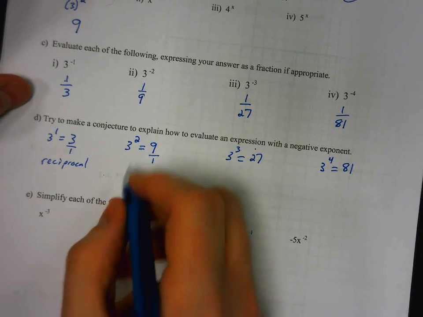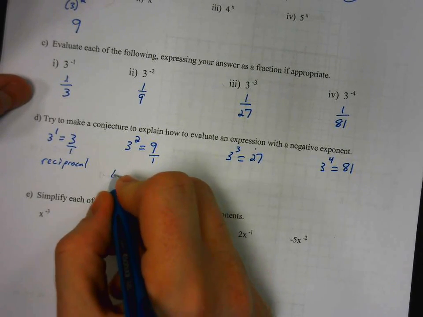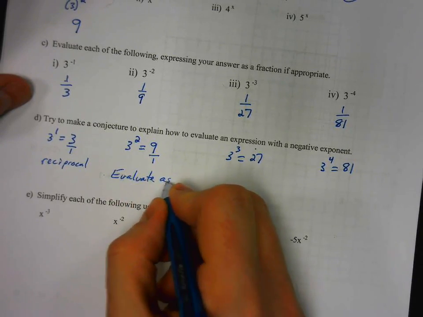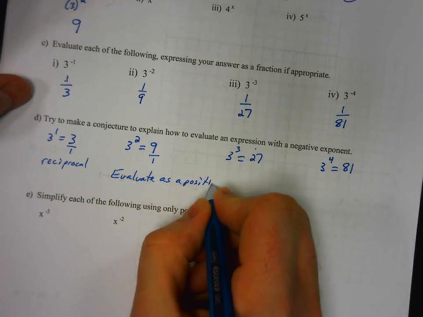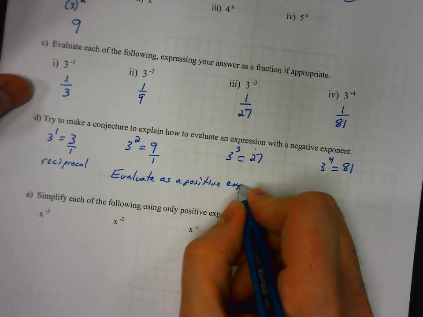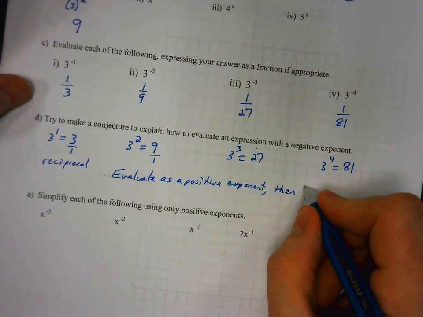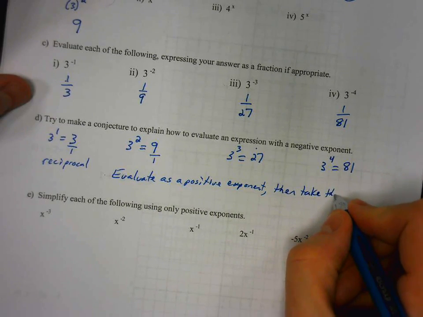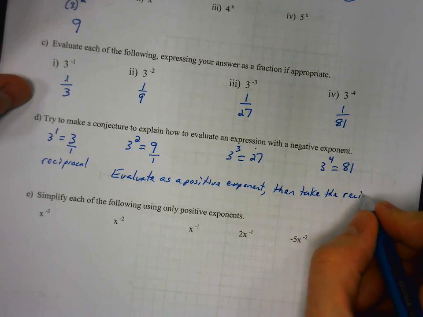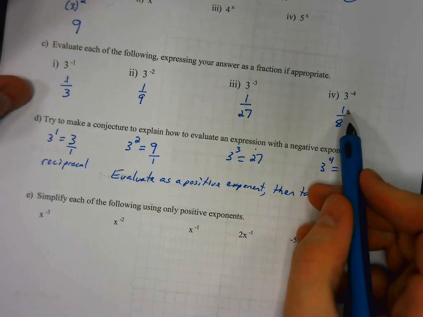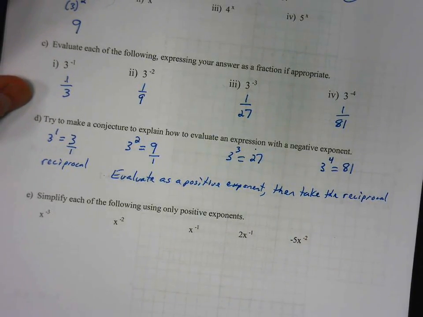There's a lot of ways to explain this, but one way to write it, you can evaluate as a positive exponent, then take the reciprocal. And remember, reciprocal is just saying flip it. Put a 1 on top, flip it, however you want to think about it.